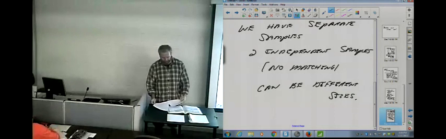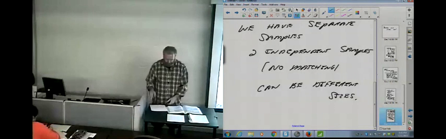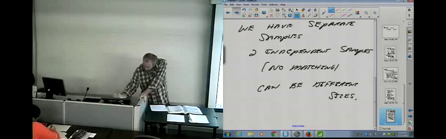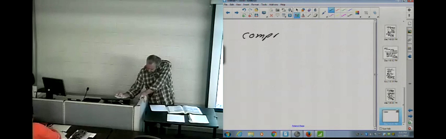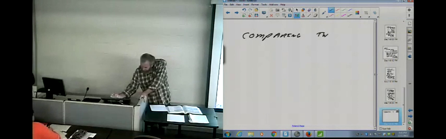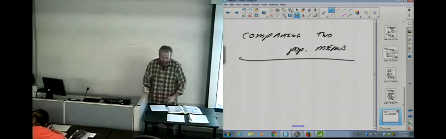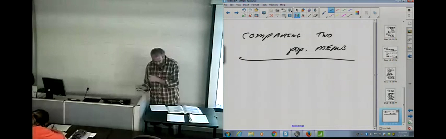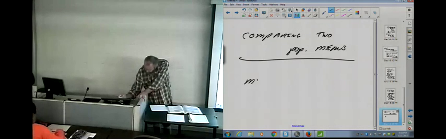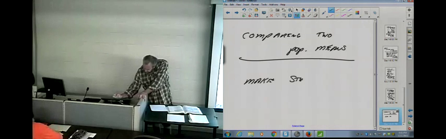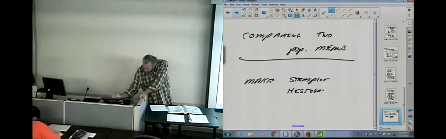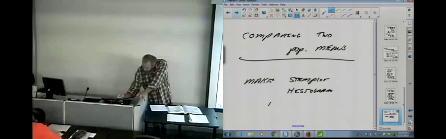Now, here's what I want to do, all right? Comparing two population means. The starting point is this. Make a stem plot or a histogram for each sample.